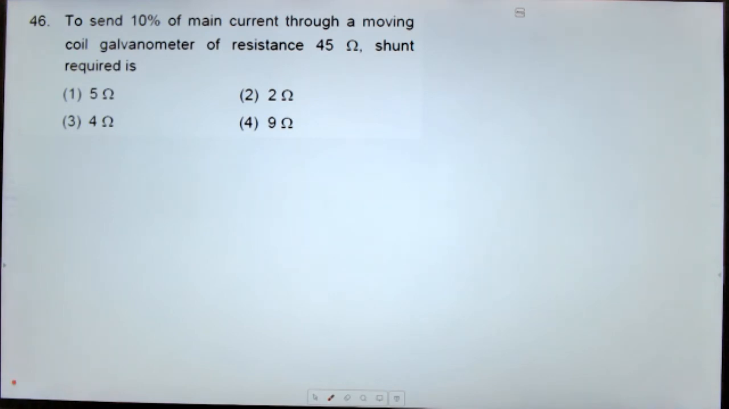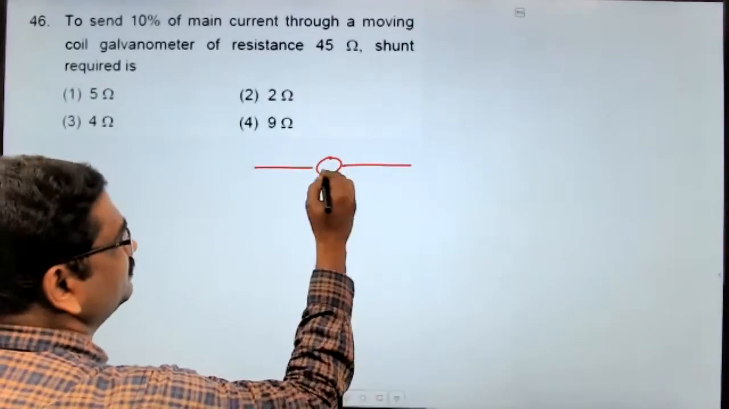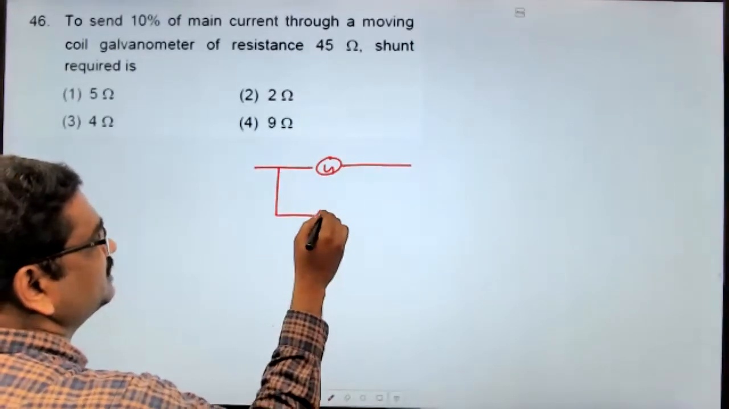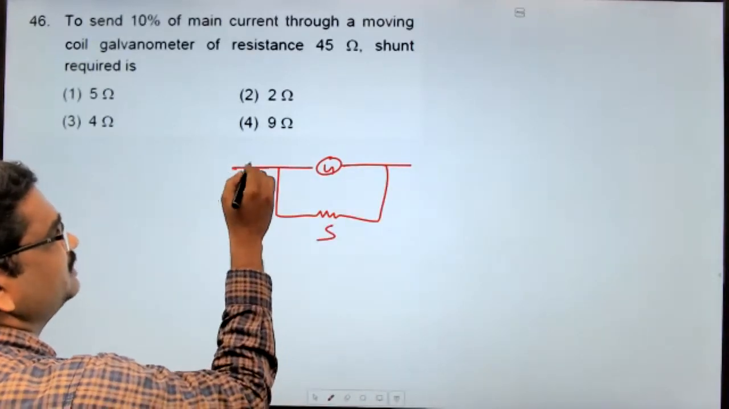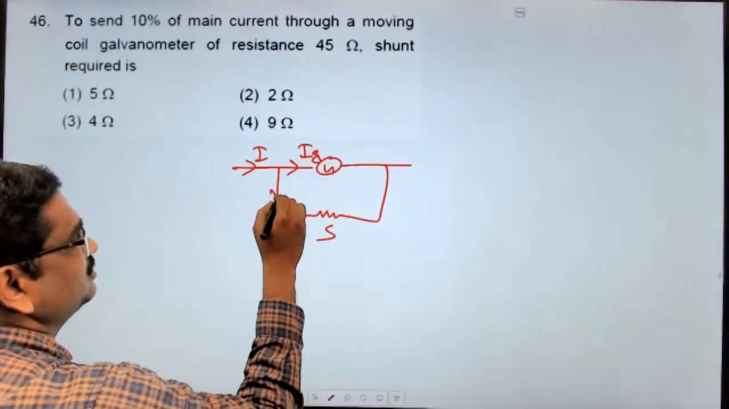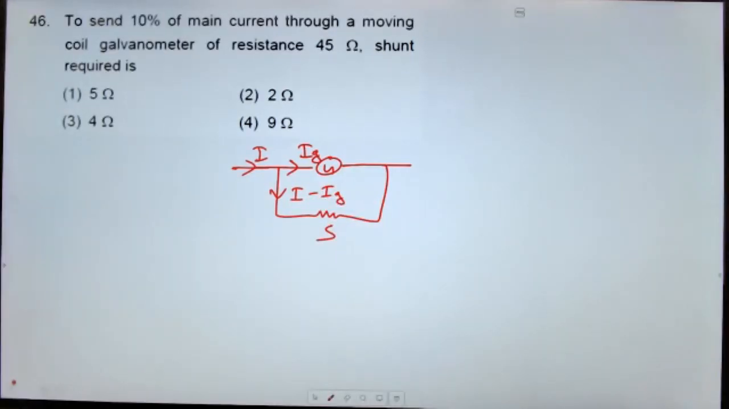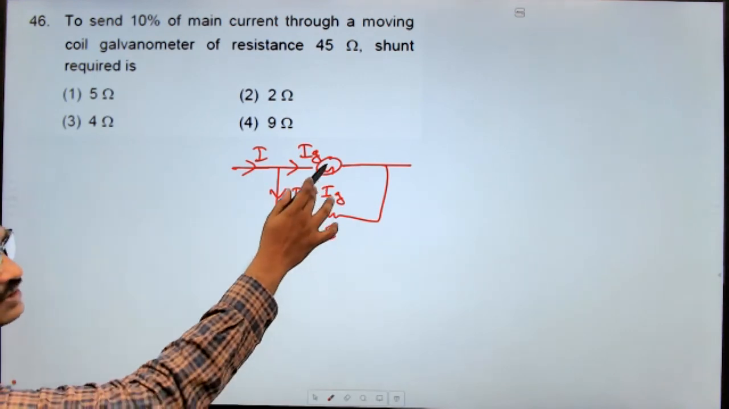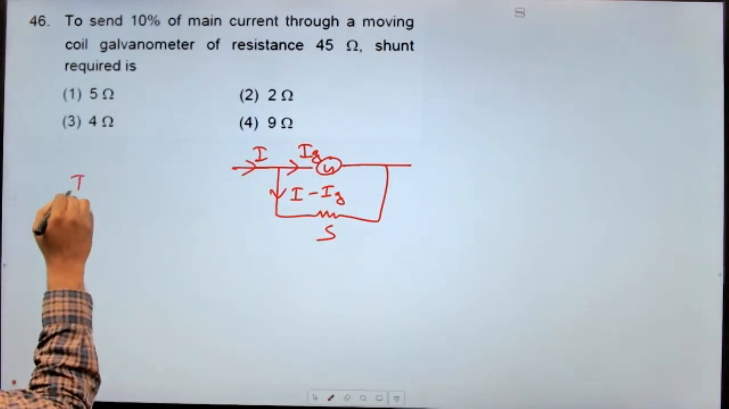Shunt resistance. That means only 10%, assume that this is a galvanometer. The shunt resistor is connected in parallel to this one. So here I is the total current, Ig is the current passing through this one. Here I minus Ig is the current passing through the shunt. Now this is a galvanometer, this is a parallel resistance. Now this one and this one are in parallel, so potential is constant.